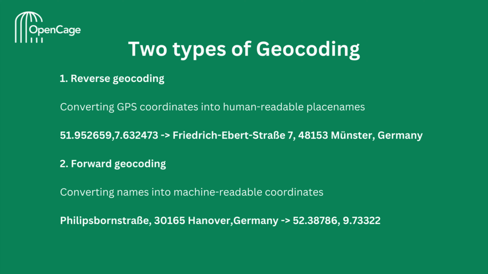There are two types of geocoding: reverse geocoding and forward geocoding. Reverse geocoding is when you convert GPS coordinates into place names. Forward geocoding is when you convert place names into machine-readable coordinates. Here we see an example for each type of geocoding. Now let's look at how you can use the OpenCage API for geocoding.